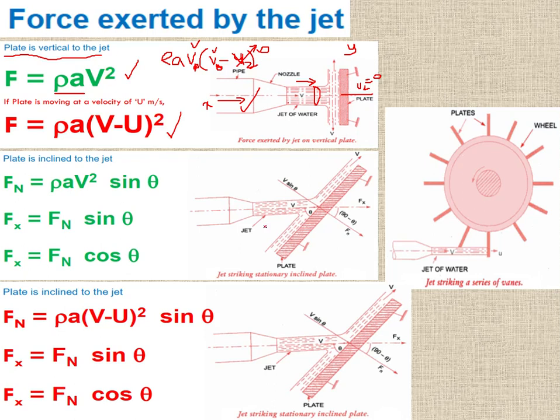Okay, if the plate is inclined, we can calculate the force exerted by the jet on the inclined plate. In the inclined plate, this is the normal direction to the plate, so this is the normal N. You can see here Fn. Fn will be equal to rho a v squared sine theta when the plate is stationary. It's very simple. We can see here.